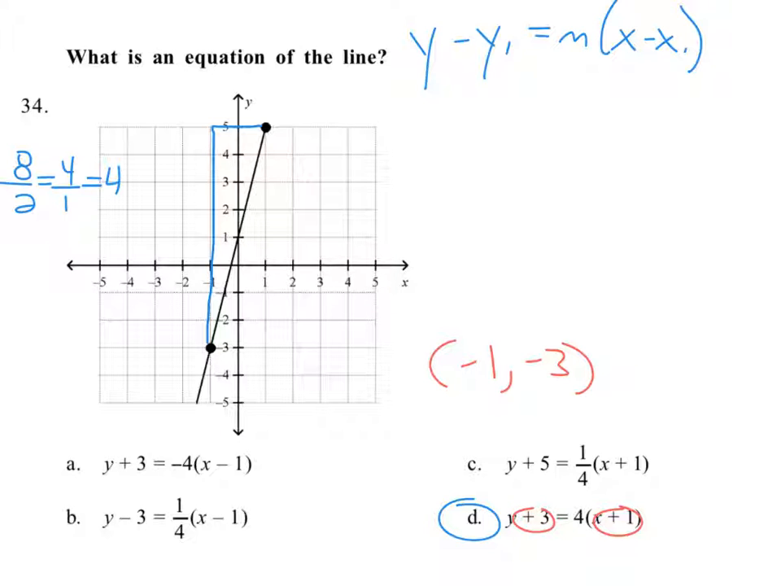If it's going to be D, we need to make sure that our line is actually going through that point of -1 comma -3. So let's see where -1 comma -3 is. Here's our origin. We go over to -1, down to -3. Yes, our line is going through that point. It has that slope. The answer indeed is D.